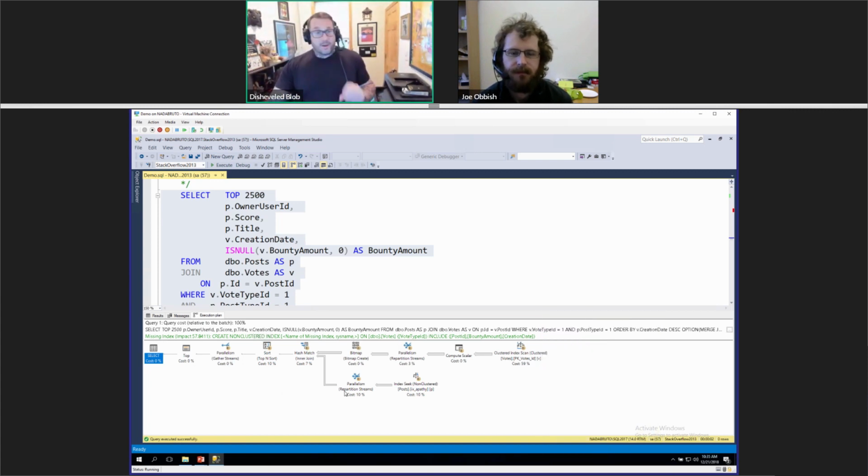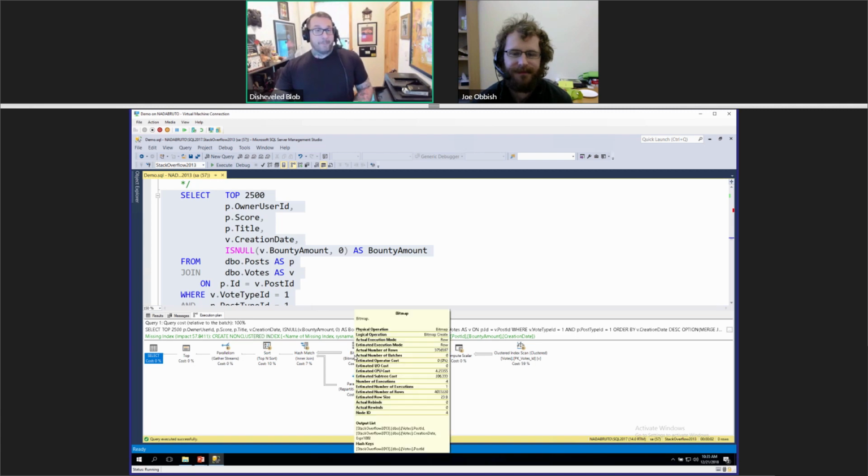I like this. Joe's going to complain about bitmaps at some point. I'm okay with this bitmap. This is a 2-second bitmap versus a 15-second nested loops join. You can give me that bitmap all day long.